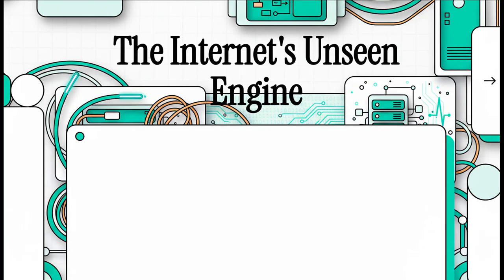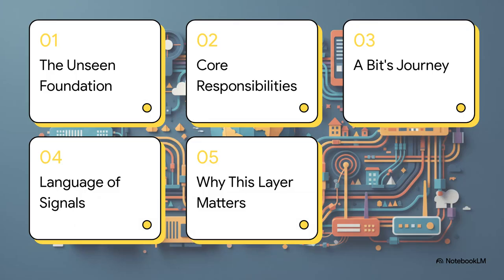Every single time you click a link, stream a show, or connect to Wi-Fi, you are using this incredible hidden system. Today, we're going to pull back the curtain and look at the most fundamental part of it all, the physical layer. It's the unseen engine that takes all those ones and zeros floating around in your computer and turns them into actual physical energy, light, electricity, radio waves that can literally race around the globe in the blink of an eye.